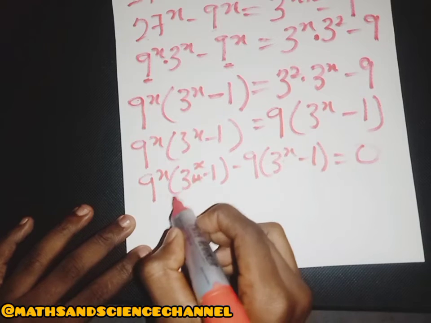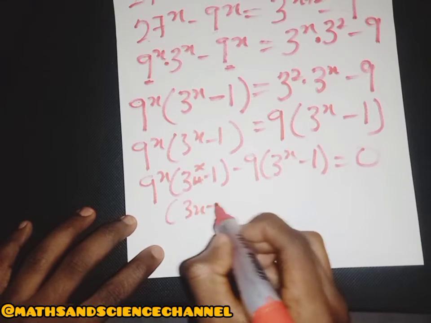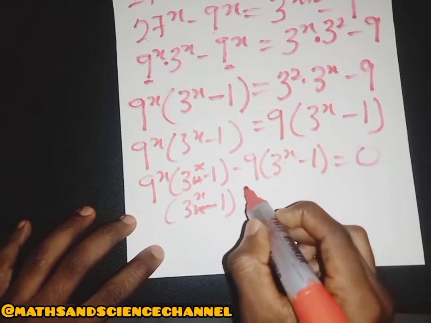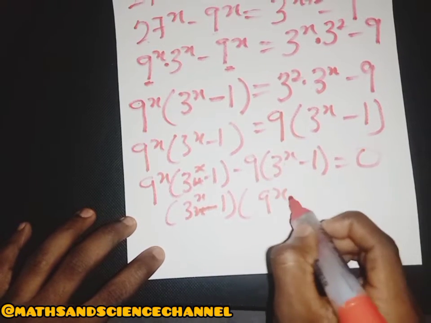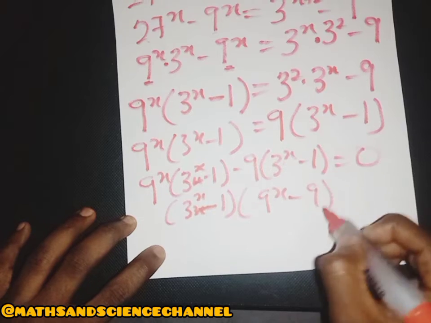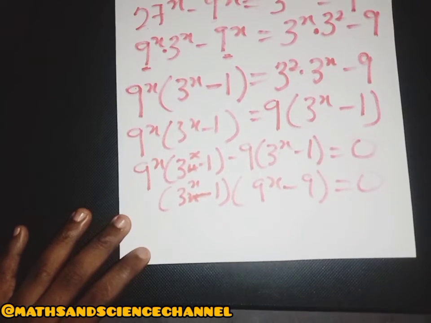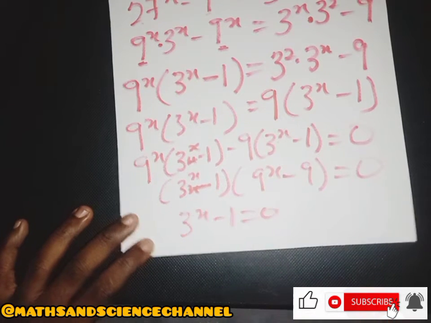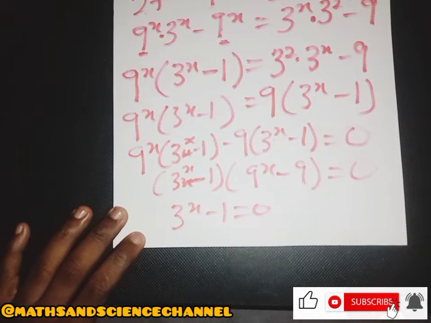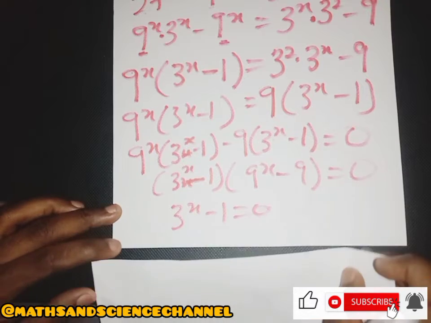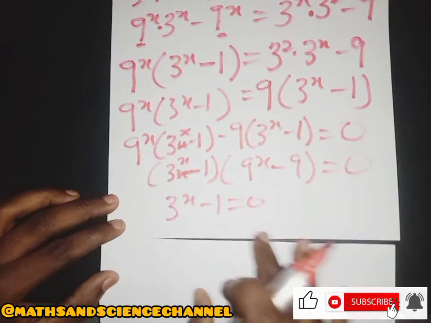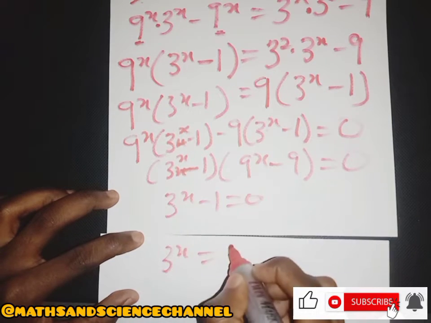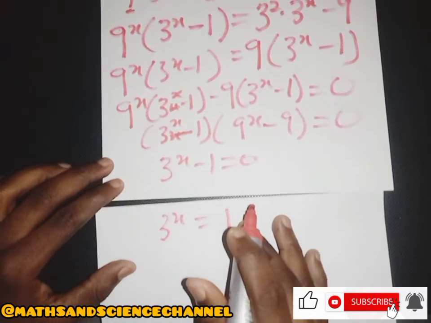So from here we can take out (3^x minus 1), and then also (9^x minus 9) equal to 0 in this case, right? So we have 3^x minus 1 being equal to 0, and quickly we can just continue. So we have 3^x being equal to 1 in this case.